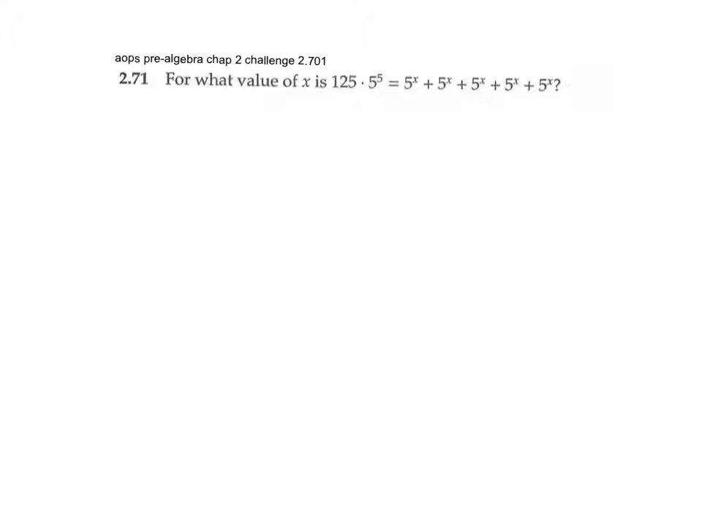Okay, so this is another one in which we have repeated addition being like multiplication. So if we look at it, we see 125 is 5 to the third power times 5 to the fifth. So that equals 5 to the eighth. But what about the other side?